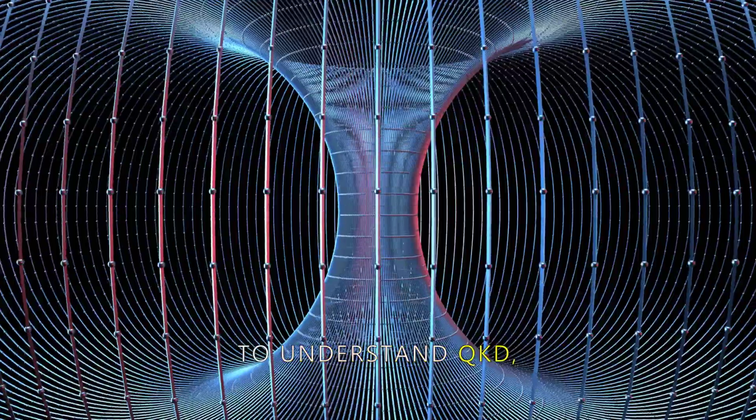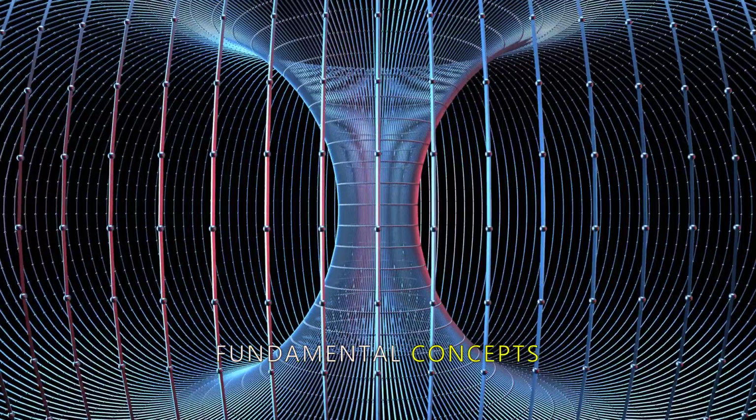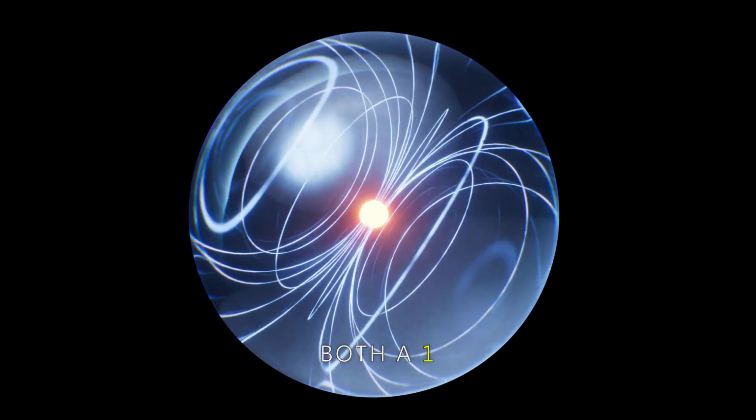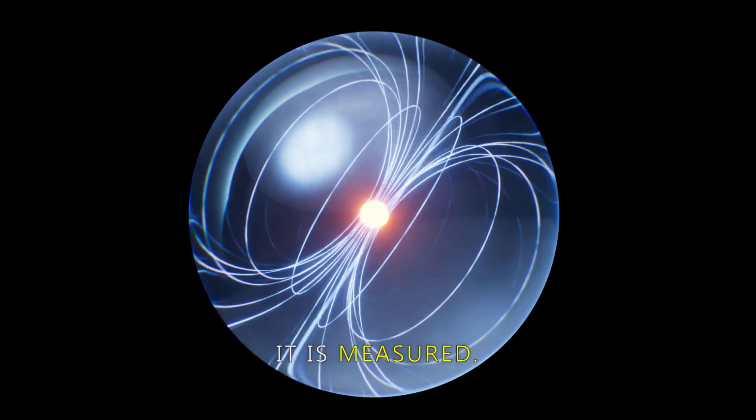To understand QKD, it is essential to grasp some fundamental concepts of quantum mechanics. At the heart of quantum mechanics lies the principle of superposition, where particles can exist in multiple states at once. This means that a photon can represent both a 1 and a 0 simultaneously until it is measured.